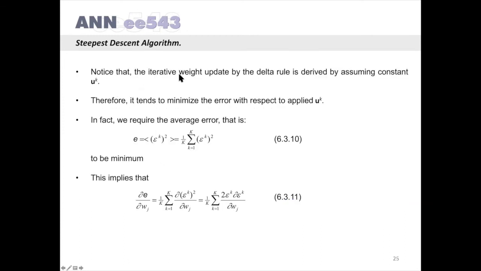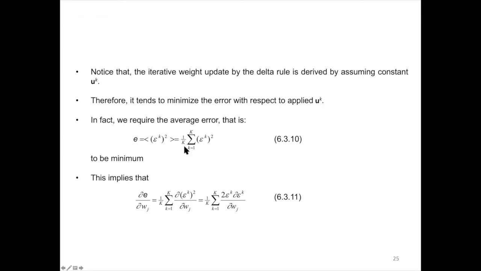Notice that the iterative weight update by the delta rule is derived by assuming constant input uk. Therefore, it tends to minimize the error with respect to applied uk. In fact, we require the average error to be minimum. Average error is equal to the mean value of the squares of the errors when the input uk is applied. We are finding the mean value of the square of epsilon k. This is equal to 1 over capital K, the sum over index k from 1 up to capital K, of epsilon k squared.